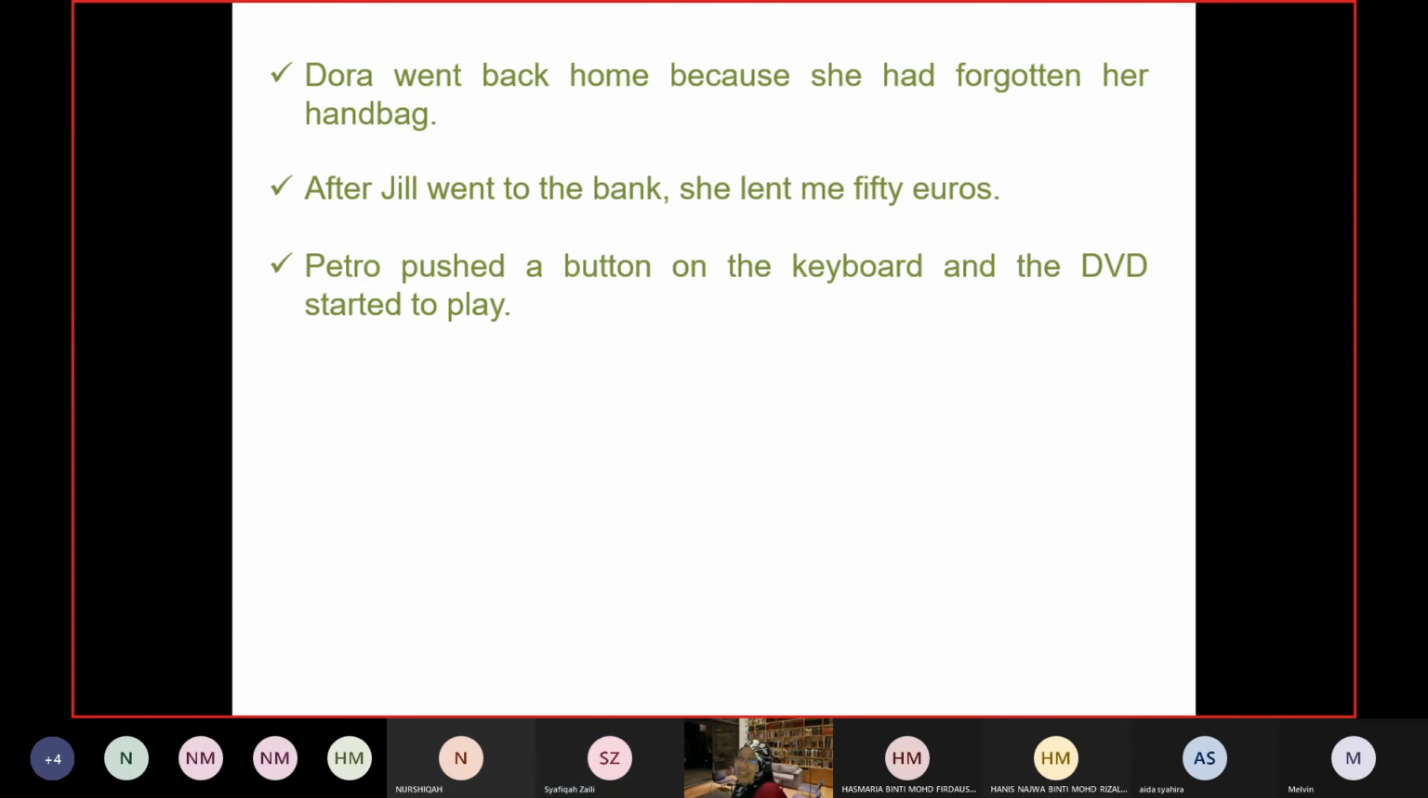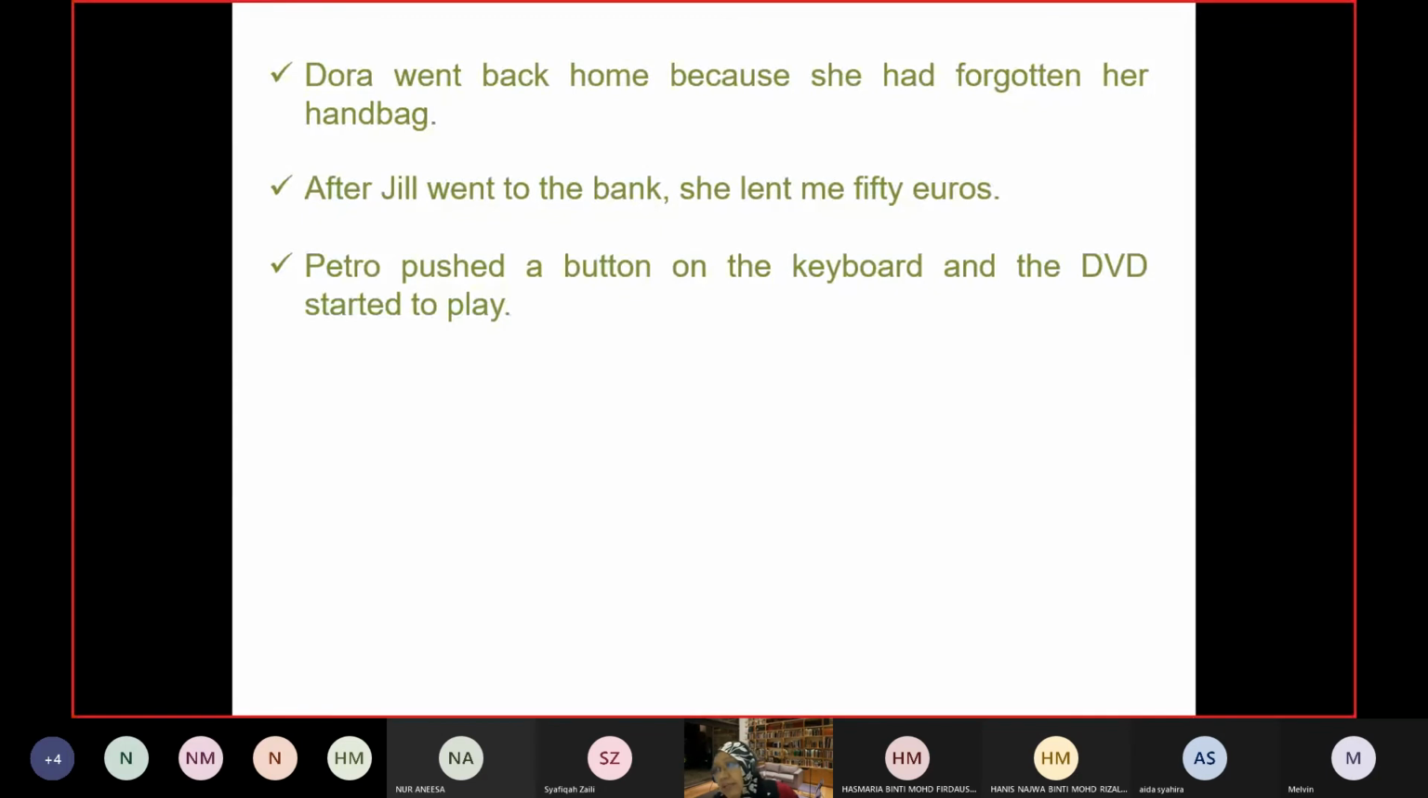Okay, next one. Anissa, back to you. Number 9 ke? Yes, correct. After Jill went to the bank. Okay. So, dia pergi bank dulu, baru dipinjamkan kawan dia 50 euros. So, benda tu, kejadian tu berlaku sangat dekat antara satu sama lain. That's why they use simple past tense only. So when is the first action?